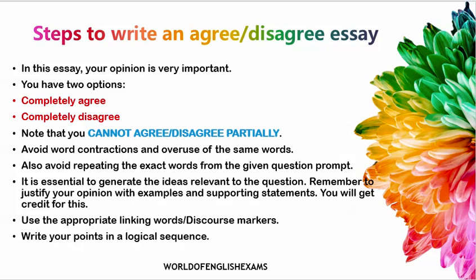And yes, it is very essential in this essay to generate the ideas that are relevant to the question, and this is called coherence. So coherence is nothing but you generate the ideas that relate to the topic on which you can further elaborate. And yes, we need to use the appropriate discourse markers or linking words and organize our points in a logical sequence. So one sentence should lead to the second sentence. That is logical sequencing, which is called cohesion. Now these are some of the steps that you need to follow.